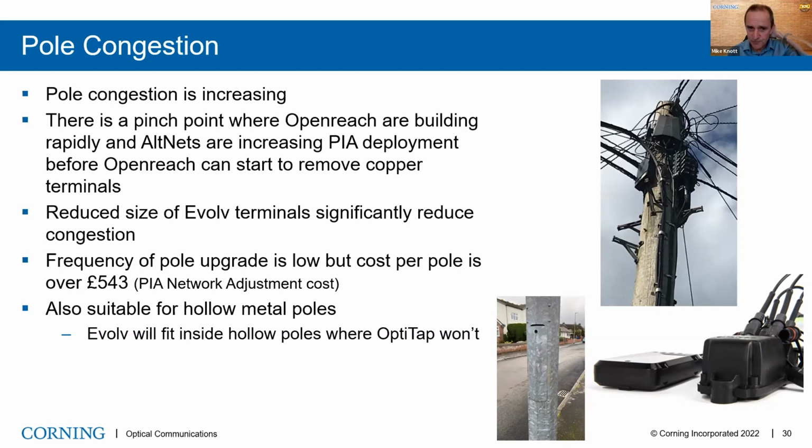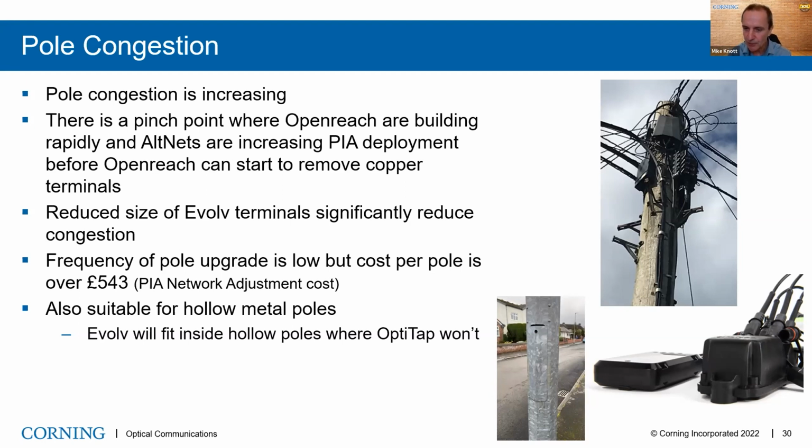What happens if the pole's full? Well, I mentioned we have this network adjustment process, and the cost is £543 per pole. So, okay, it might be a fairly rare occasion that a pole has to be completely built, a completely new pole. But when they are built, there's a very significant cost.